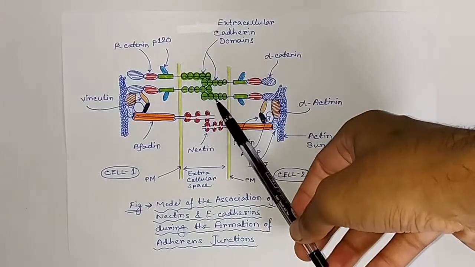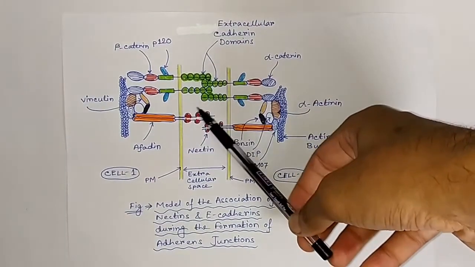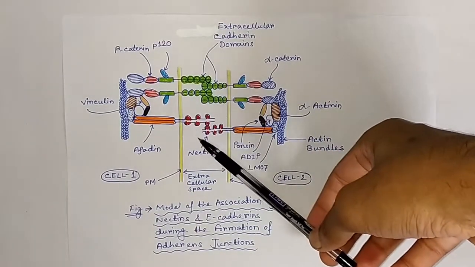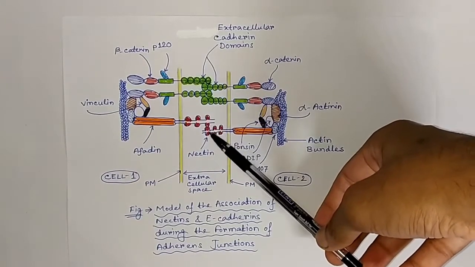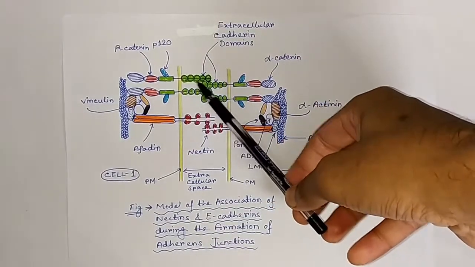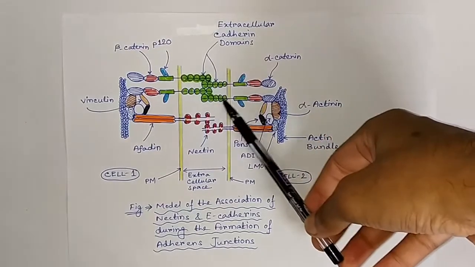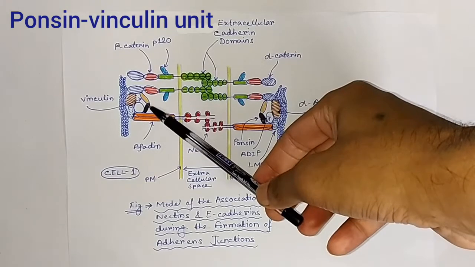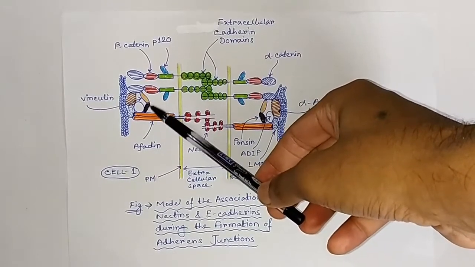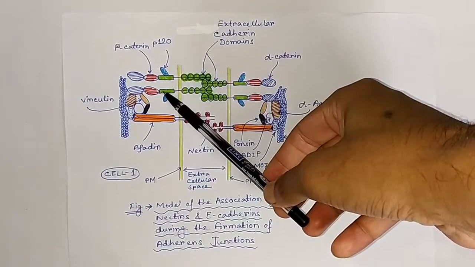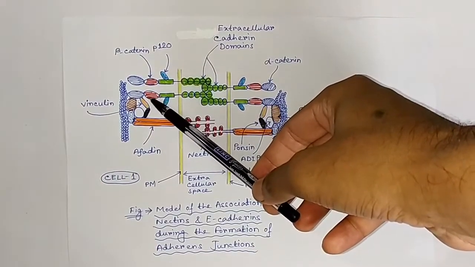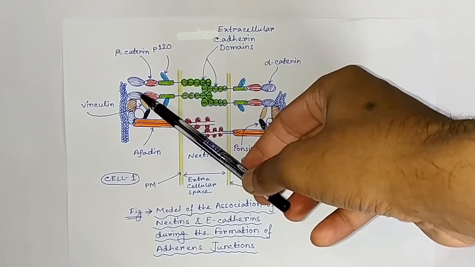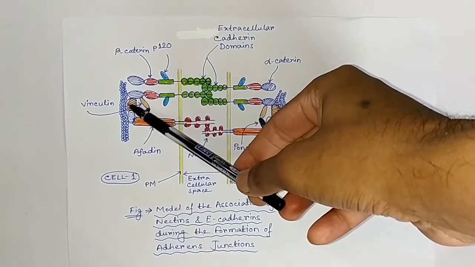In particular, it appears that cell adhesions are initially mediated by interactions between nectins. These nectins then recruit cadherins to the adhesion sites. This recruitment is mediated by the ponsin-vinculin unit. The cytoplasmic region of cadherin binds beta-catenin. This beta-catenin then binds alpha-catenin. This alpha-catenin is associated with actin bundles.